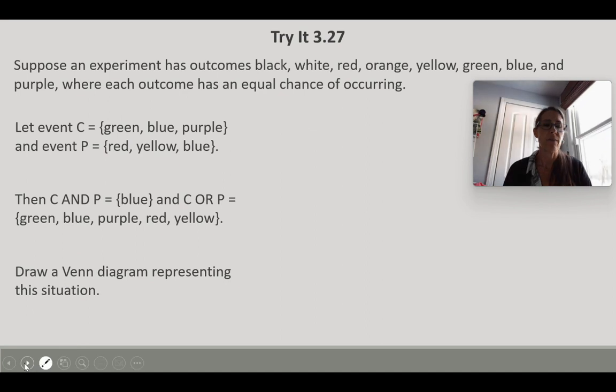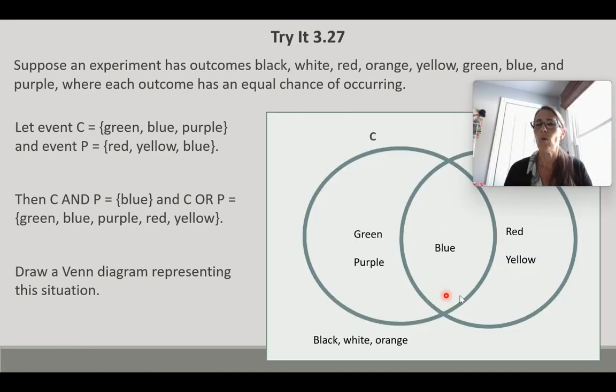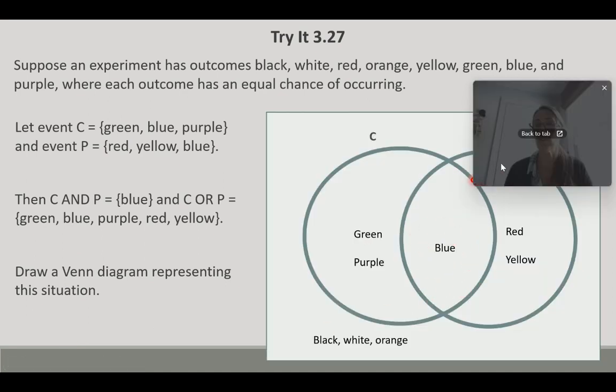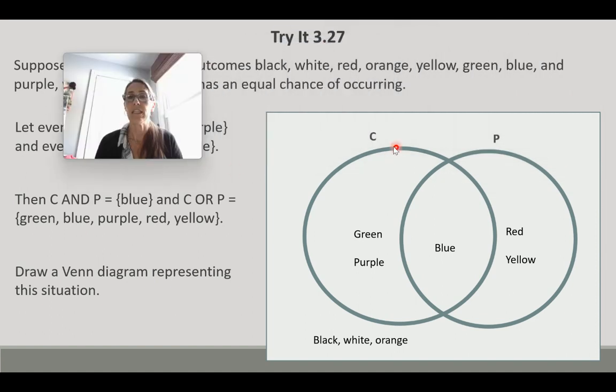So a Venn diagram that represents this situation, I always like to put my and in first, and see I have labeled each event. C are these colors, P are these colors. Blue is in the overlap because it's in the and. And then the colors that are not in either event C or P live outside of the circles, but still inside of the box that represents our sample space.